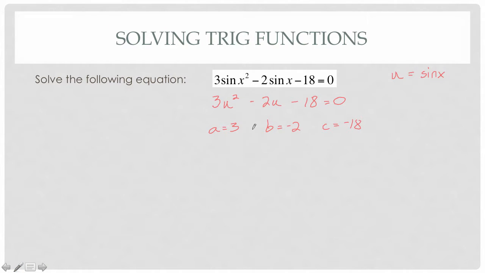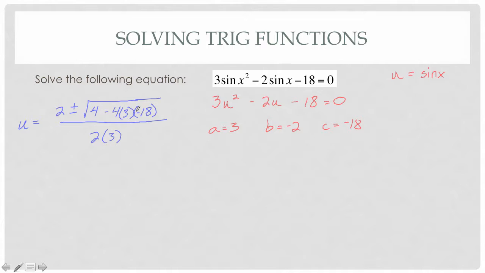So u is equal to negative b, so that's going to be positive 2, plus or minus the square root of b squared, so that's negative 2 squared is 4, minus 4 times a, which is 3, times c, which is negative 18, all divided by 2 times a, 2 times 3. All right, there we go. We've substituted everything in for a, b, and c into my quadratic formula.